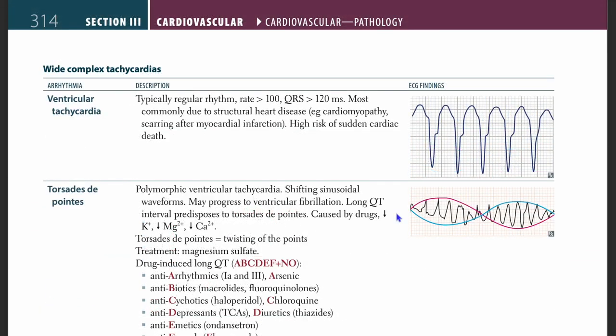Cardiac arrhythmia description and ECG findings. Ventricular tachycardia, VTAC. Typically regular rhythm. Rate is more than 100. QRS is more than 120 milliseconds. Most commonly due to structural heart diseases, for example, cardiomyopathy or scarring after myocardial infarction. High risk of sudden cardiac death.